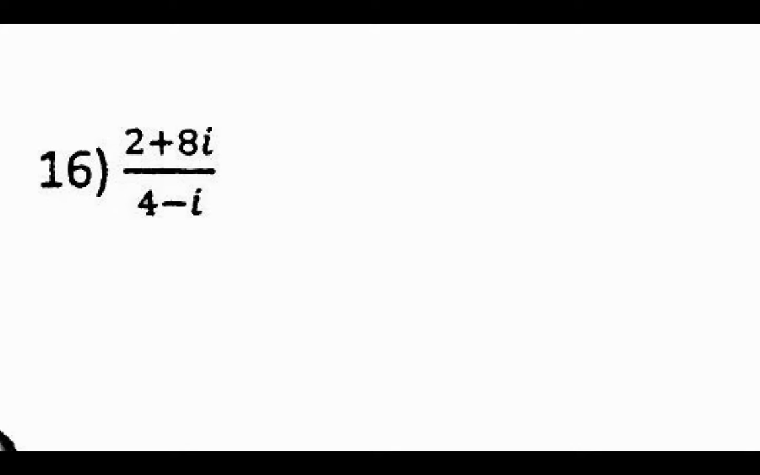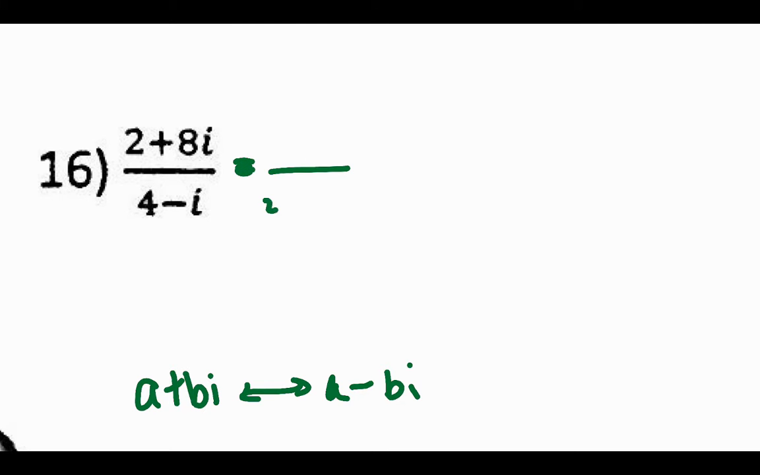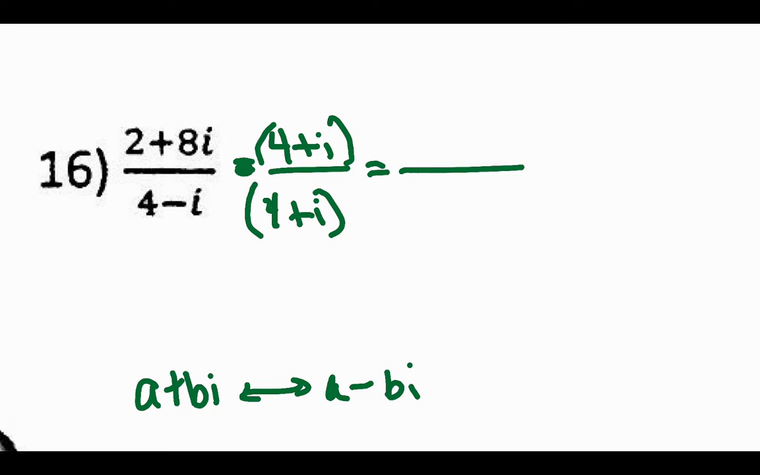So instead, we need to multiply by the complex conjugate, which if it's a plus bi is going to be a minus bi. Just like with our radicals and rational exponents, it's just the same expression, just with the opposite sign. So we're going to multiply by 4 plus i, 4 plus i on top and on bottom. Let me show you why this works.